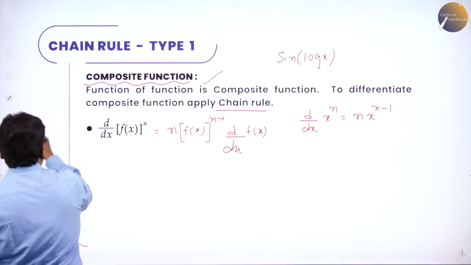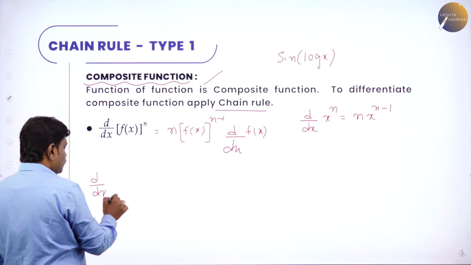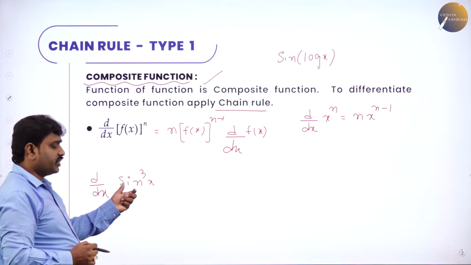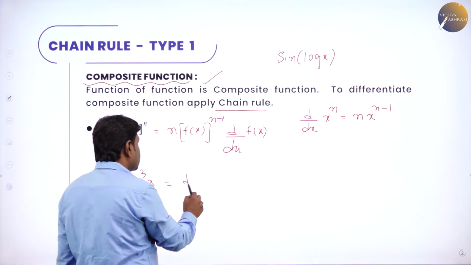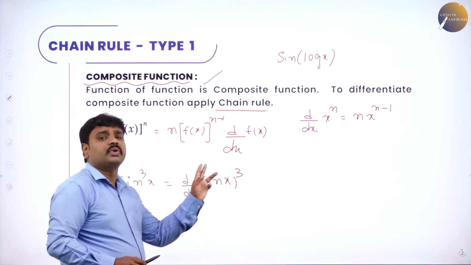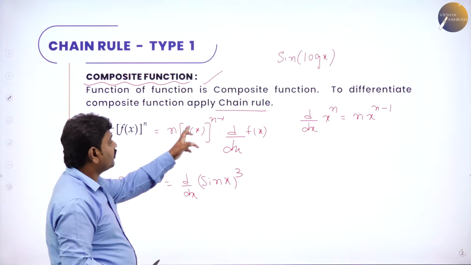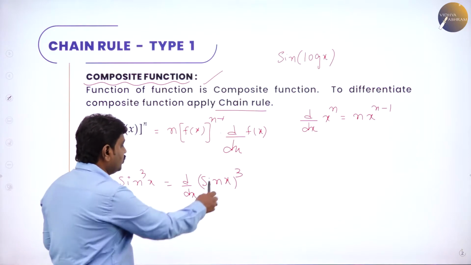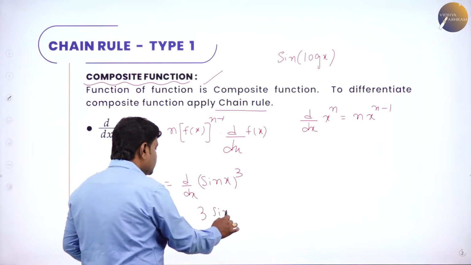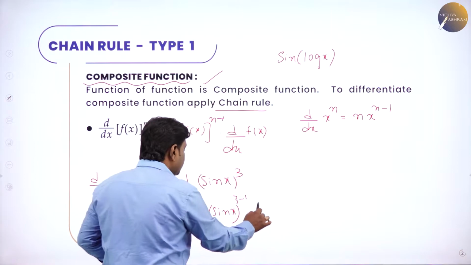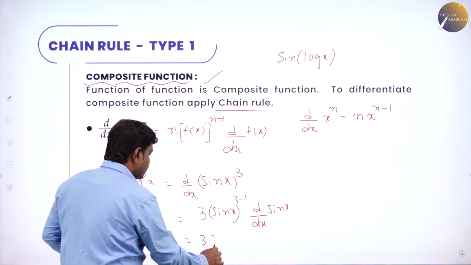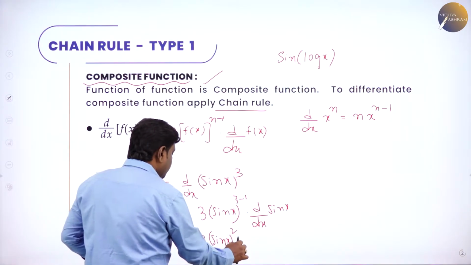So now, for example, d by dx of sine cube x. So function of x power n. Can I write this as sine x the whole cube? Now this is in what form? This is in the form f of x power n. What is d by dx of f of x power n? N into f of x power n minus 1 into d by dx of f of x. What is n? 3. 3 into sine x power 3 minus 1 into d by dx of internal function. What is internal function? Sine x.